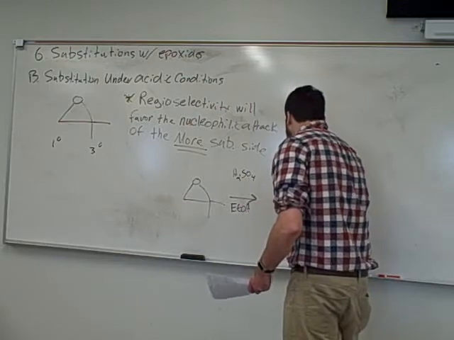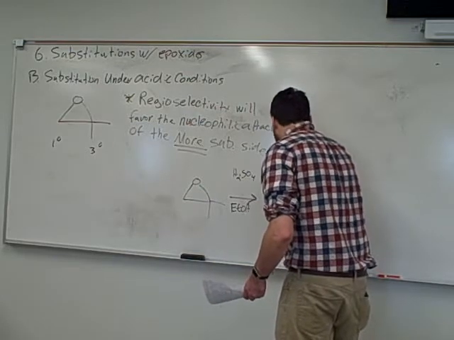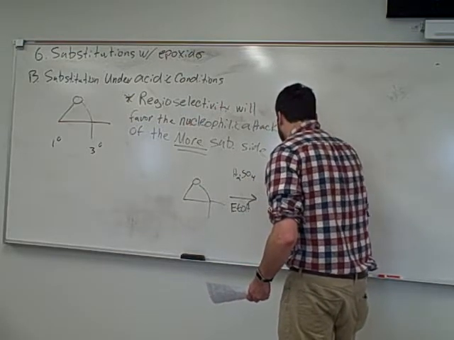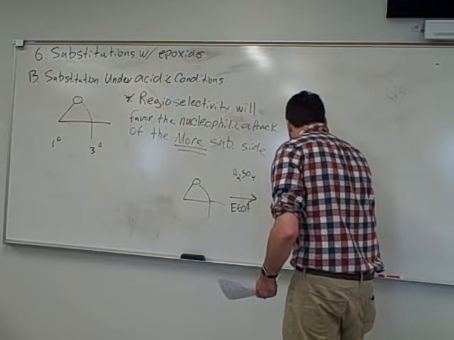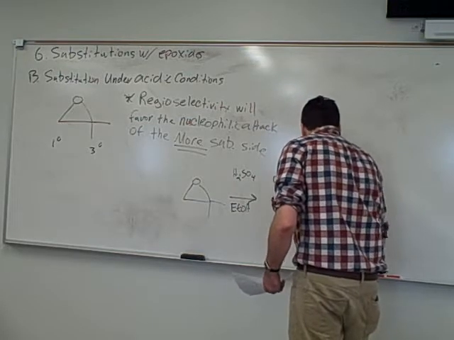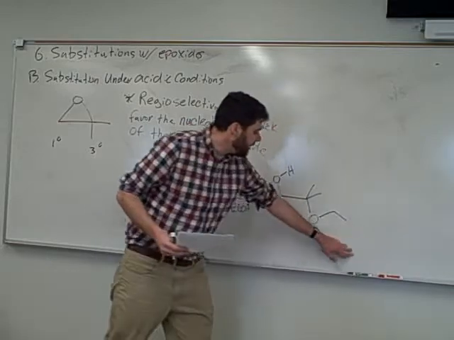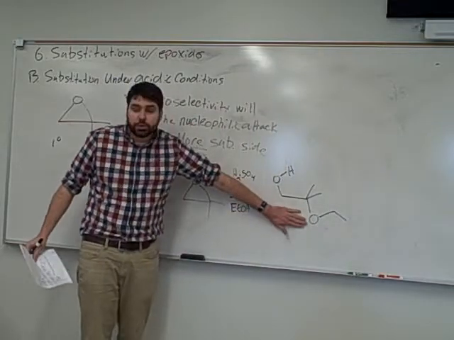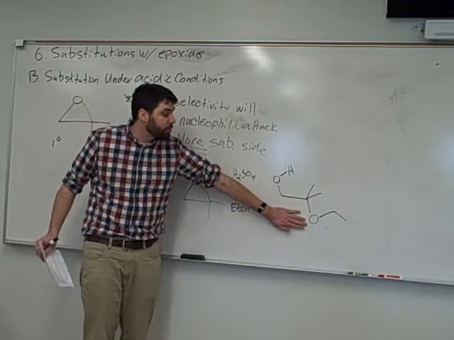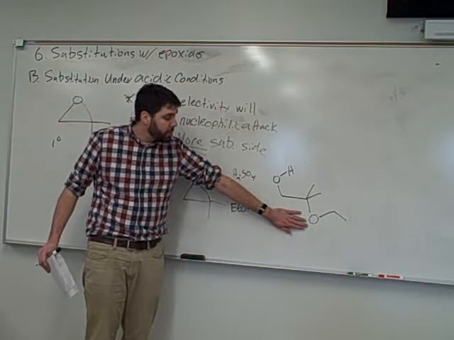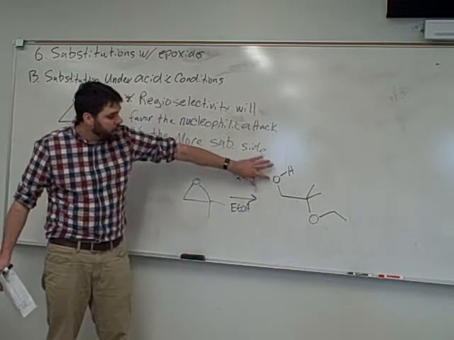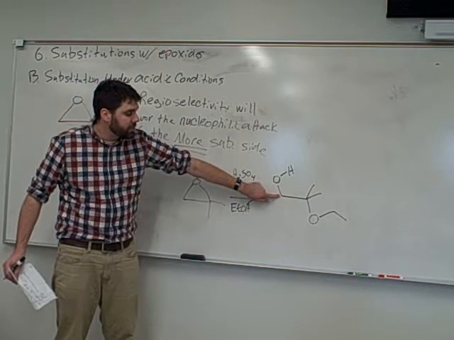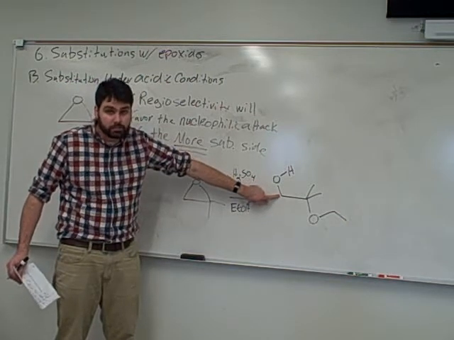So what this will look like then is we'll have our ethanol nucleophile come in on your right side here, crack open the ring, and give us our alcohol on this position that ends up with a primary alcohol here.